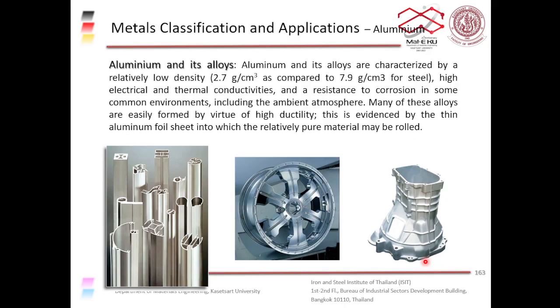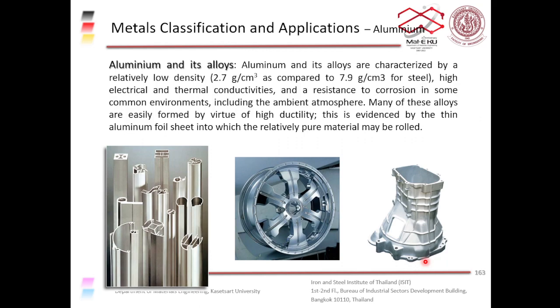Aluminum has high electrical and thermal conductivities. If you look at the overhead power lines, most of those power lines are made from aluminum. The electrical conductivity of aluminum is about the same as that of copper. It's very good. But because it is lighter than copper, it has been chosen for the high voltage electrical power lines that you see in the countryside. Those are made from aluminum.